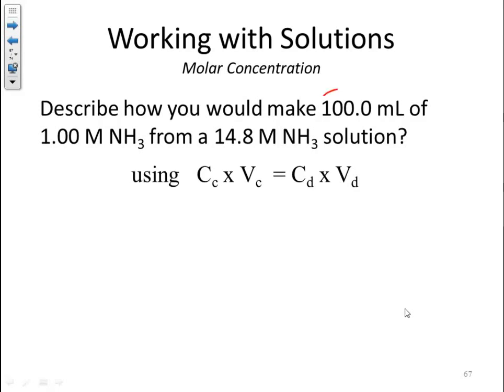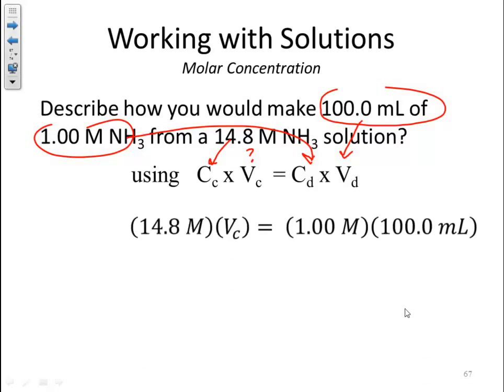So now we've got to figure out what goes where. We have 100 milliliters of 1 molarity. That is the diluted version. So that's my volume of my diluted and my concentration of my diluted. And I'm taking that from a concentrated solution of 14.8 for my concentration, and then I'm trying to figure out how much of that I'm actually diluting to 100. So we plug in our numbers.